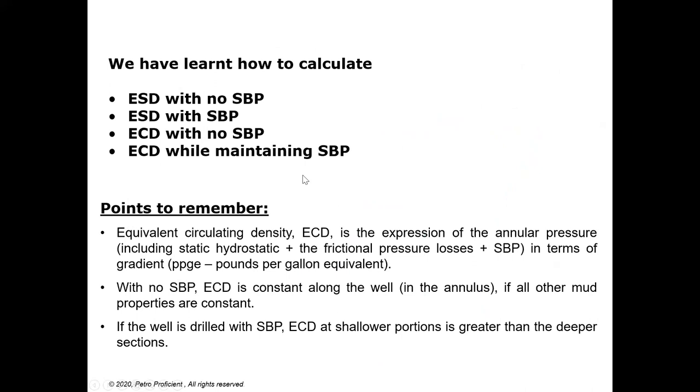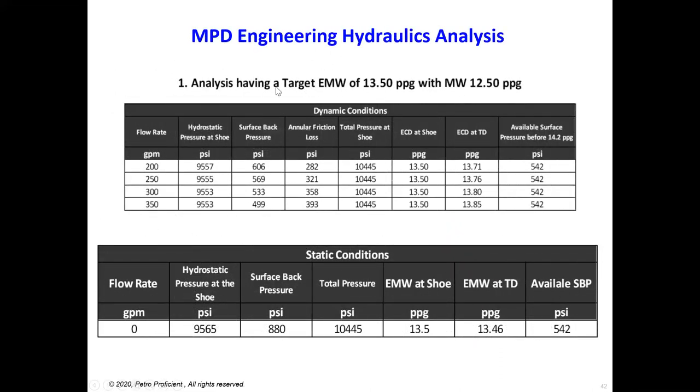So in general, just a few points to remember. Four common scenarios are: you have a mud system in the well with no surface back pressure; you may have a mud system in the well without circulation, but you have surface back pressure; you are circulating and drilling without applying any surface back pressure; and you are drilling while having surface back pressure. So these are some of the common scenarios. There may be more scenarios that you generate in your planning process. This is how you typically do it in any planning stage.